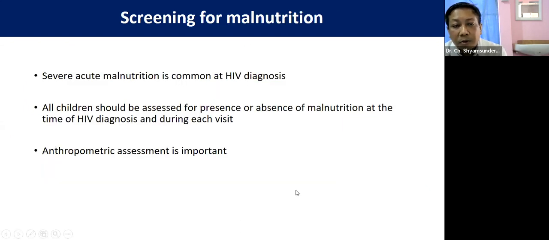Then screening for malnutrition. Severe acute malnutrition is common at HIV diagnosis. This is also what we see in our pediatric population here in Nepal. All children should be assessed for the presence or absence of malnutrition at the time of HIV diagnosis and during each visit. Anthropometric assessment is most important, like height for age, height for length, weight for length, and the mid-upper arm circumference.